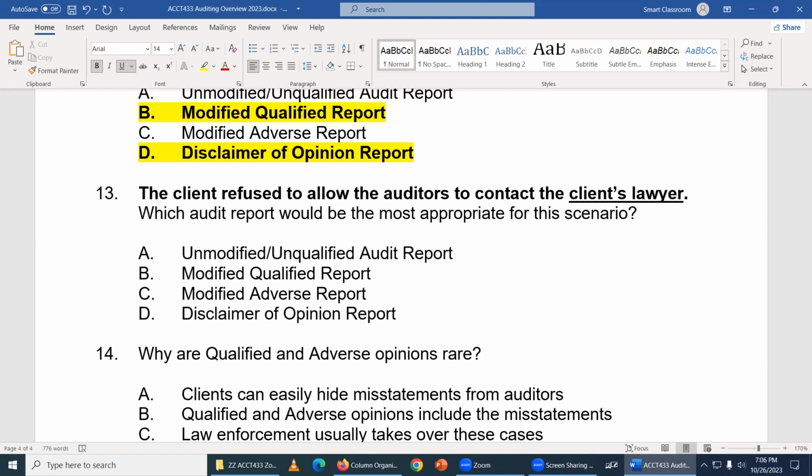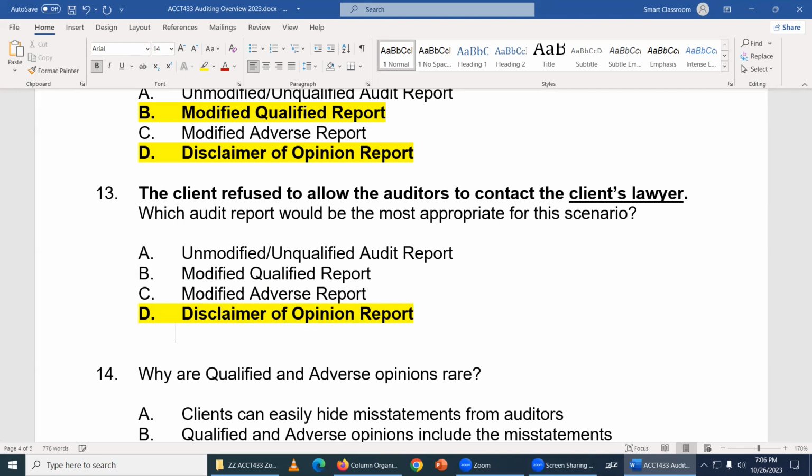You know, there might be a huge lawsuit sitting out there. They might be being bought out by another company. Disclaimer, opinion. Yes, disclaimer. And this is what they call a client imposed scope limitation. Let me write this in before I can talk about it.